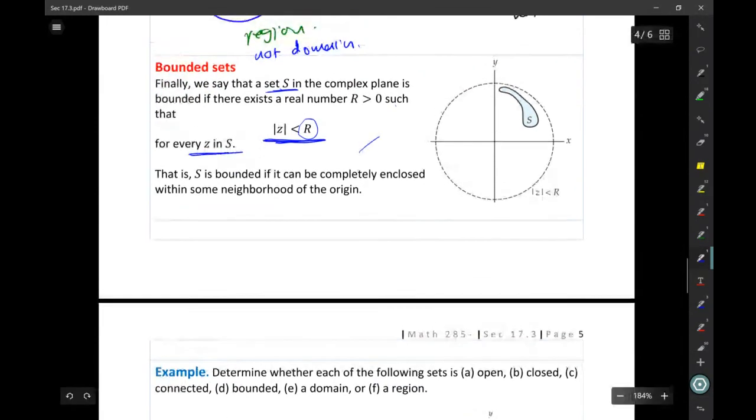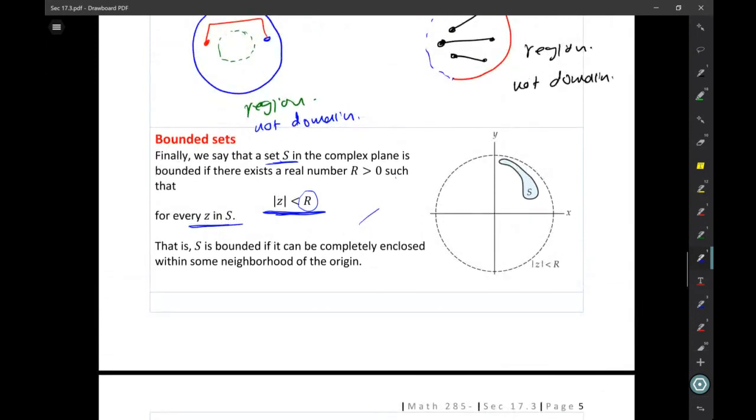All right. Look here. This is modulus Z less than R. And we took this as S only. So for this S here, any complex number inside it has modulus less than R. So this set of complex numbers S is a bounded set.